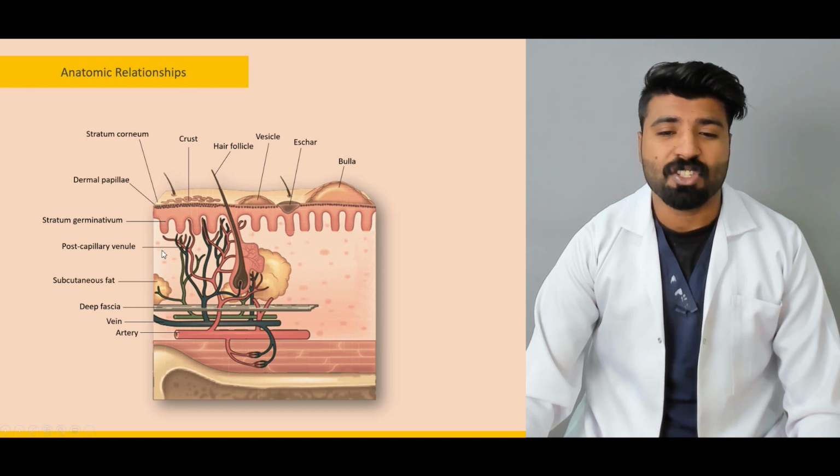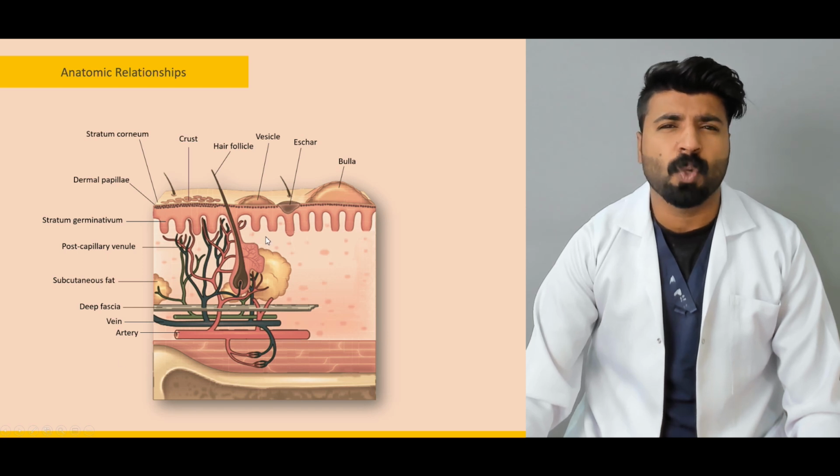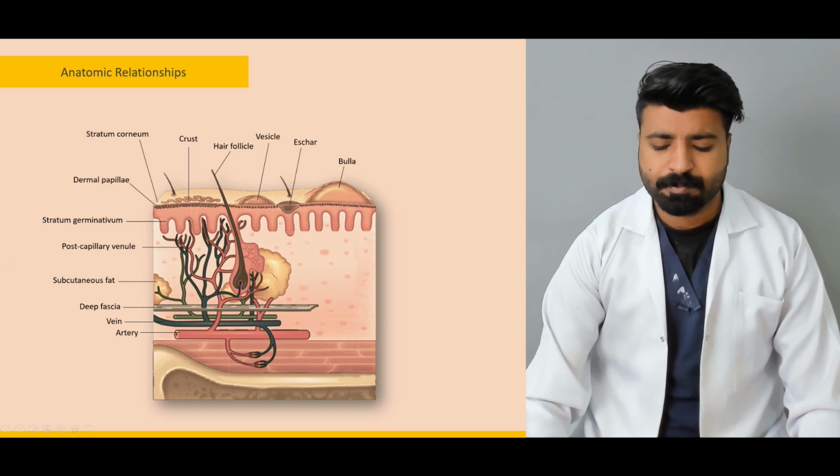So you can see eschar is found on the skin, on the epidermal layers. Eschar stays that way, and bulla stays that way. They're not going into the deep tissue. They're not going even into the stratum germinativum. They are contained in the stratum corneum and dermal papilla.